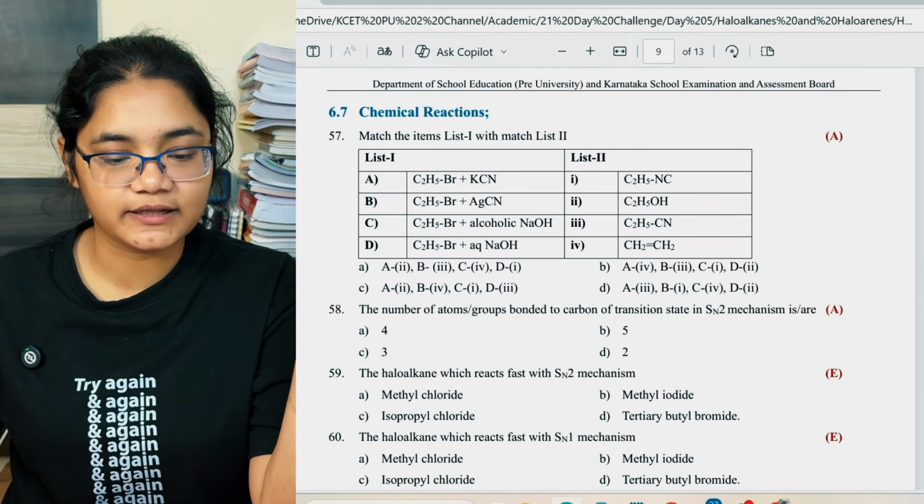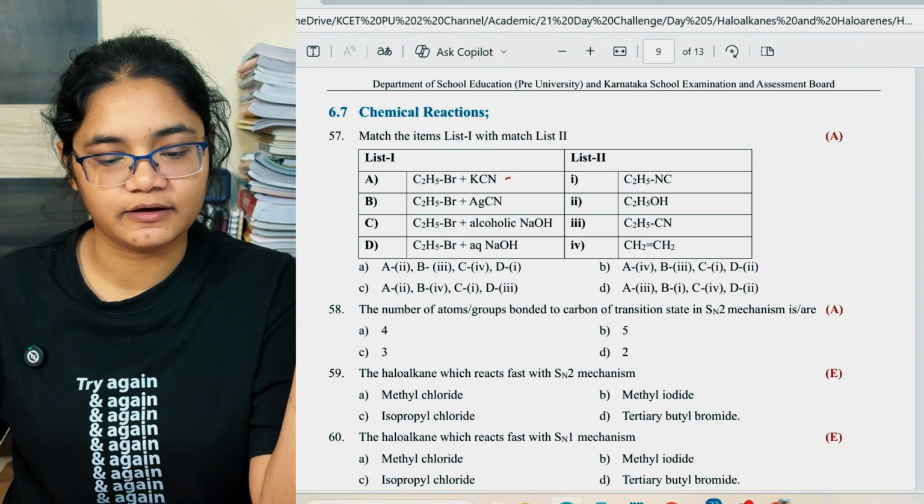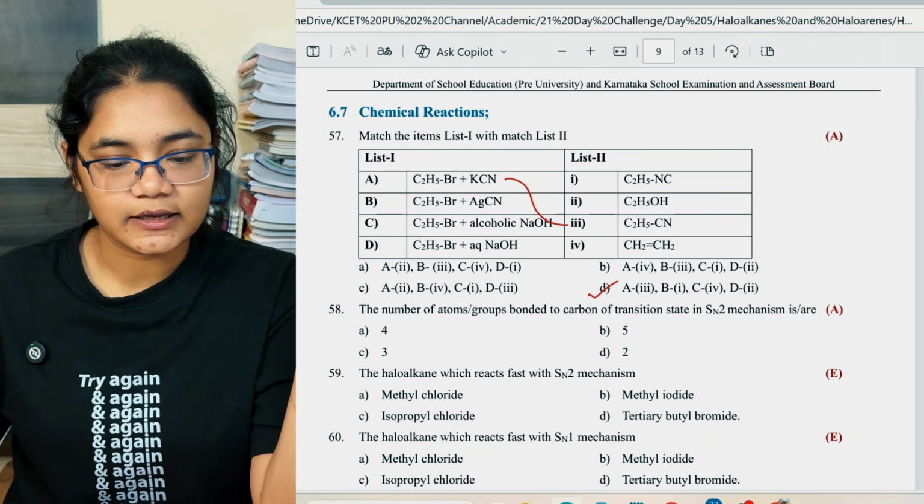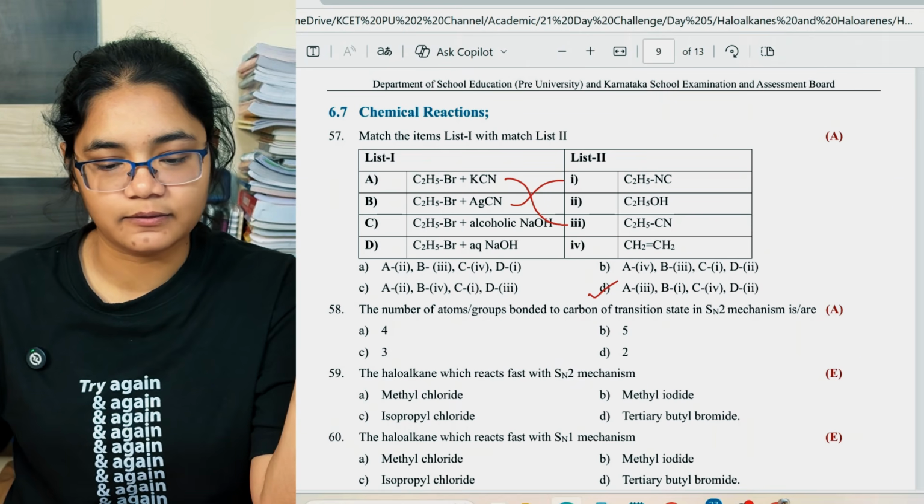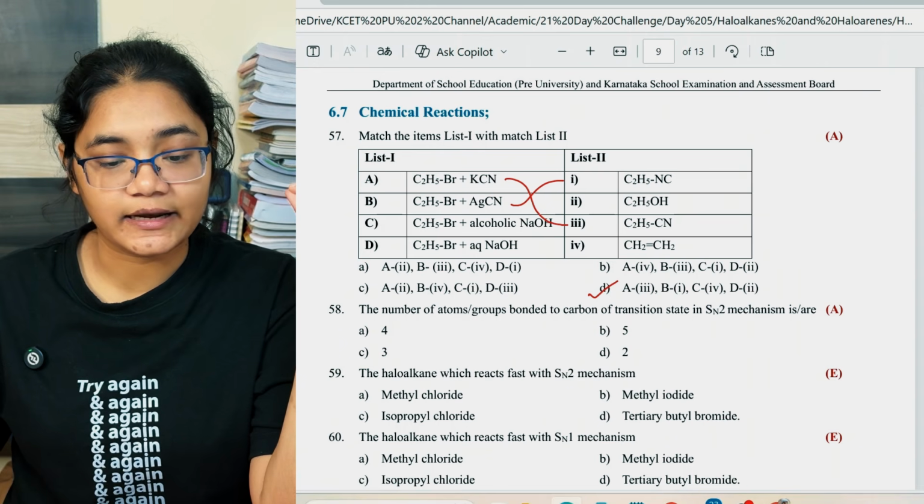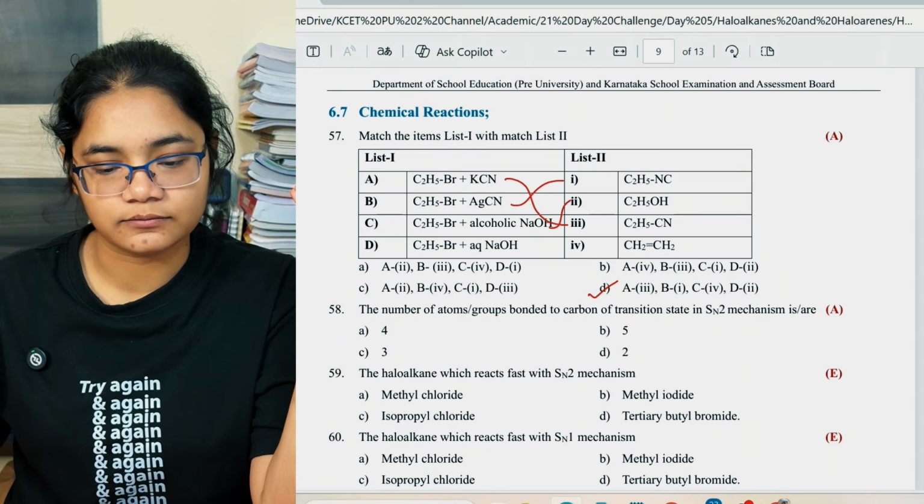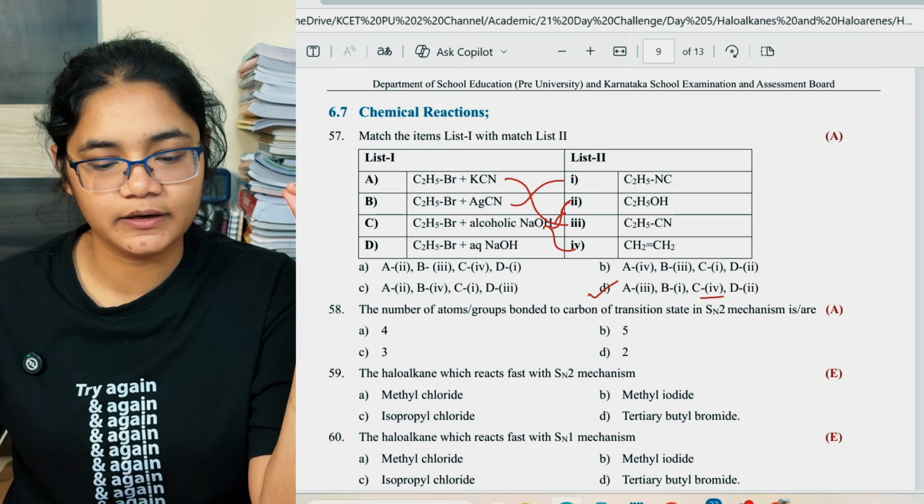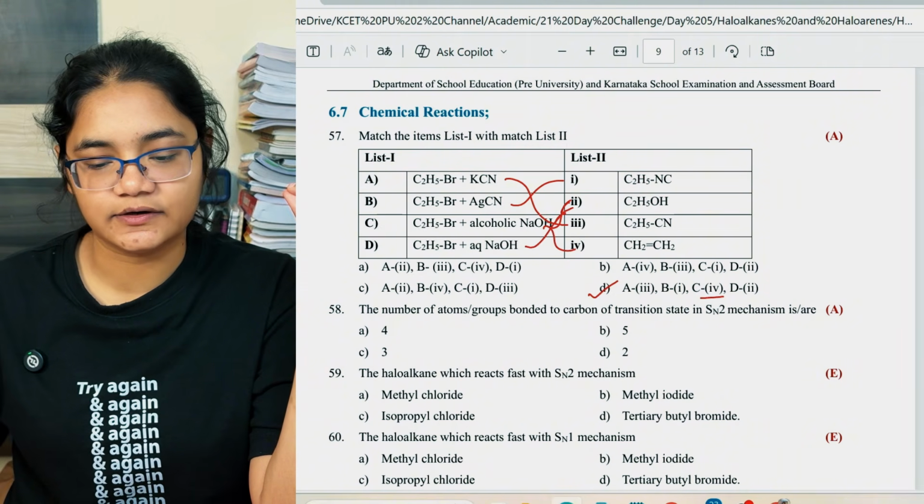Next is match the following. C2H5Br with KCN will give you CN, so A will be 3. I have only one option here. AgCN will give NC, so B will be 1. C with alcoholic KOH, there will be this one, I can say fourth option, right? Elimination reaction will happen, and with aqueous NaOH there is D2.